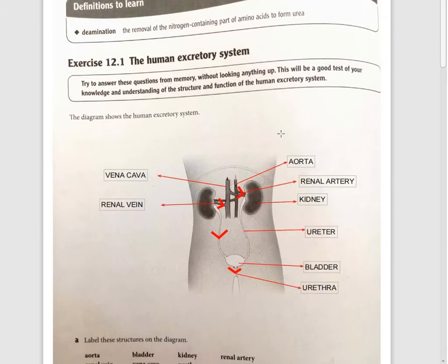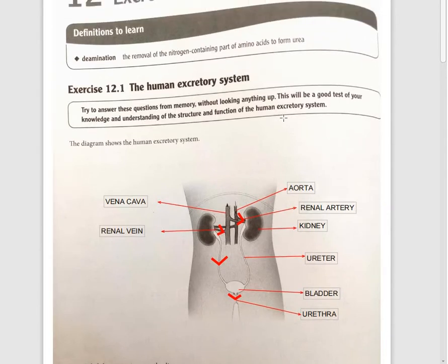So, the human excretory system. Try to answer these questions from memory without looking anything up. This will be a good test of your knowledge and understanding of the structure and function of the human excretory system. The diagram shows the human excretory system.